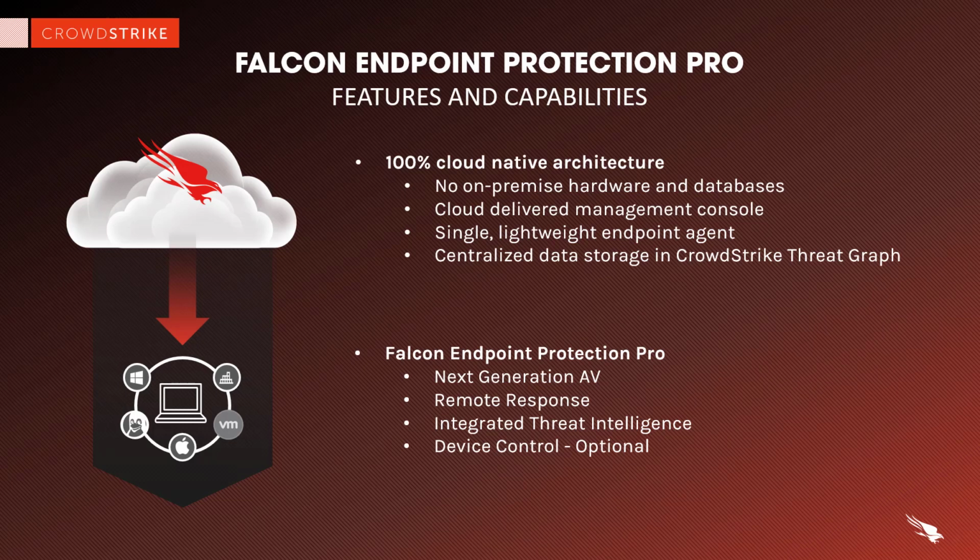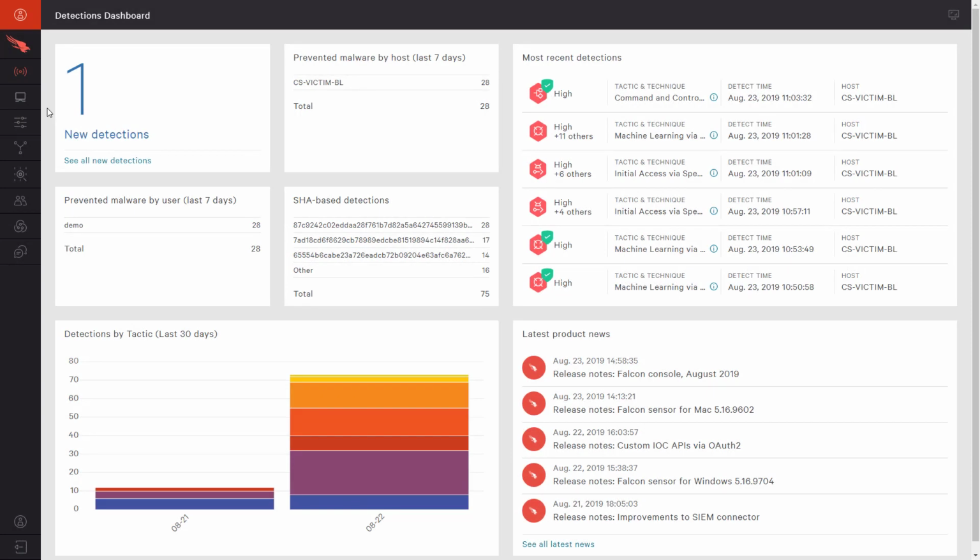Falcon Pro also delivers response capabilities, including network containment and the ability to take action remotely via real-time response. CrowdStrike's solution includes integrated intelligence, capturing actionable details on the threats targeting your organization. Falcon Endpoint Protection Pro customers also have the option to leverage CrowdStrike's USB device control. To see Pro protection in action, we will begin with the CrowdStrike UI.